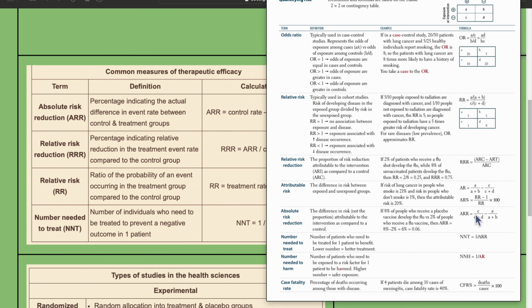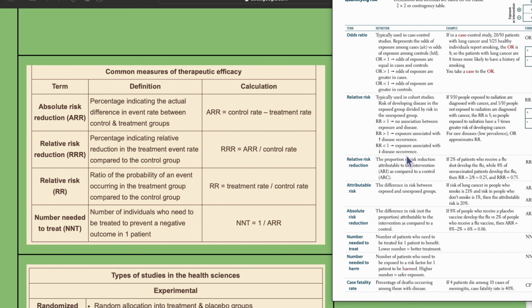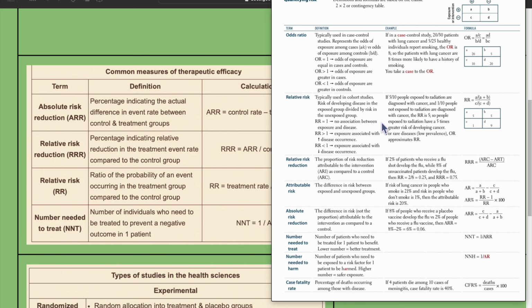Okay, so that was ARR, right? So that's similar to this. So ARR over control group, we can plug that in here as well, right? So right here, ARR over control group. Okay, so that's that. So relative risk reduction, if 2% of patients who receive a flu shot develop the flu, while 8% of unvaccinated patients develop the flu, then RR equals 2 over 8, which is 0.25.